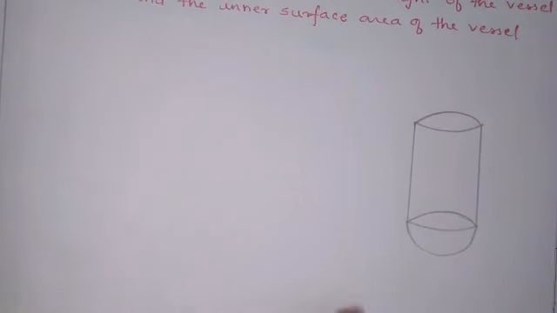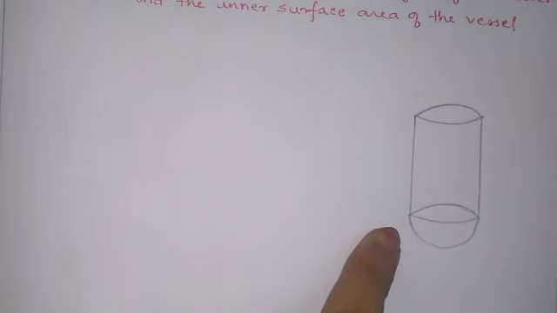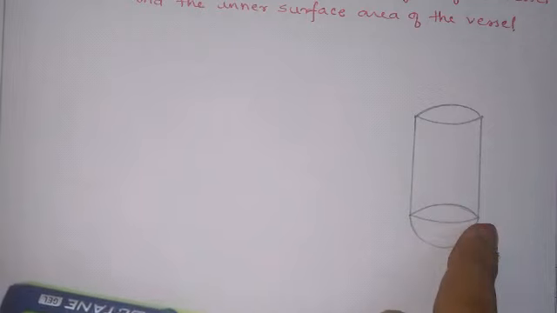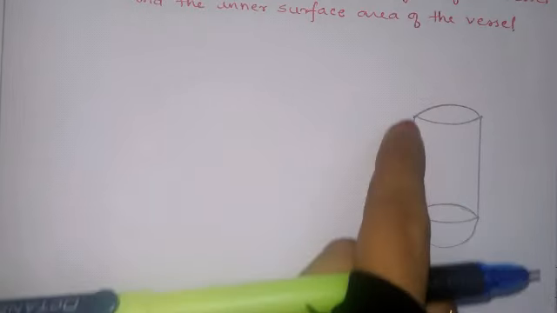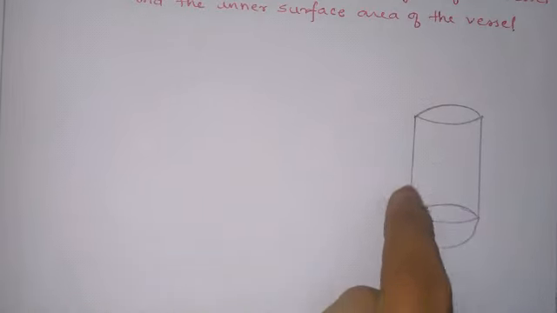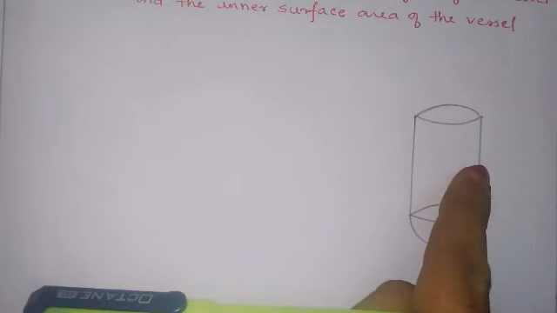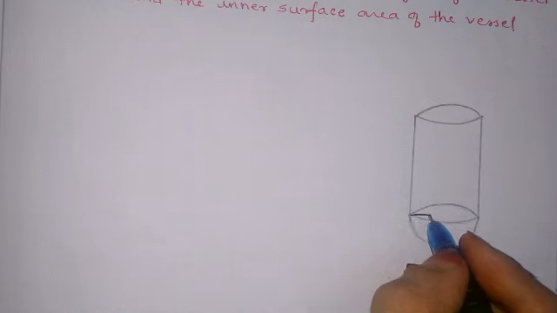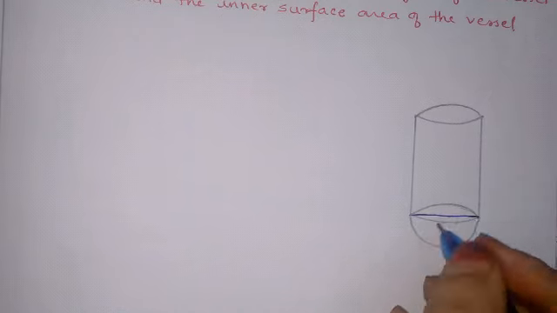Here let me draw the vessel. What they have told: a vessel is in the form of a hemisphere. We can see here the down part is a hemisphere and it is mounted by a cylinder. The diameter of the hemisphere is 14 centimeter. This diameter is 14 centimeter.